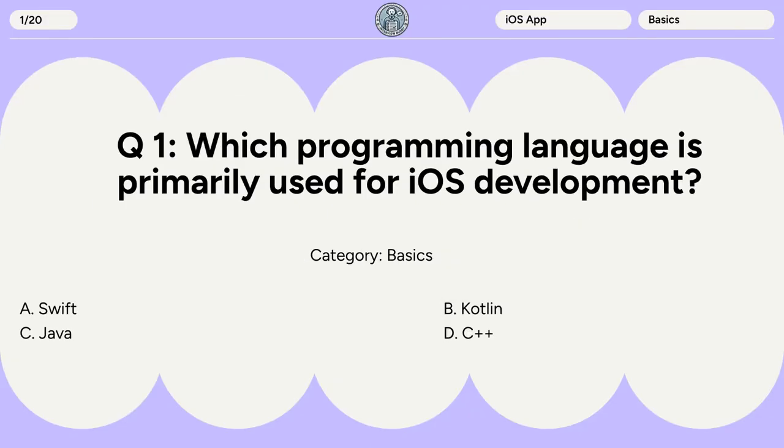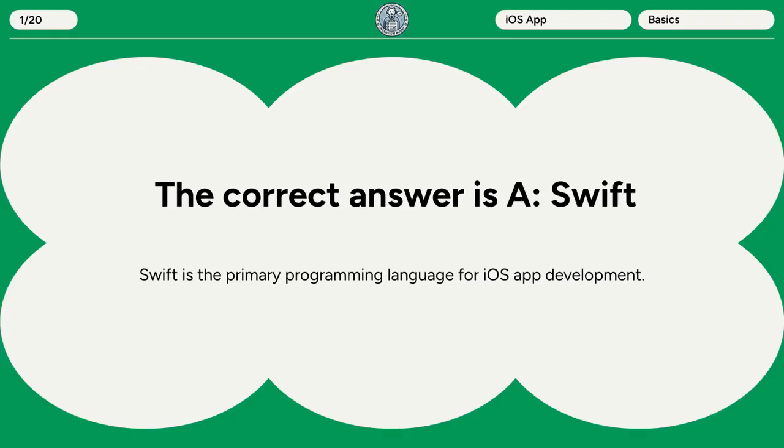Question 1. Which programming language is primarily used for iOS development? A. Swift. B. Kotlin. C. Java. D. C++. The correct answer is A. Swift. Swift is the primary programming language for iOS app development.